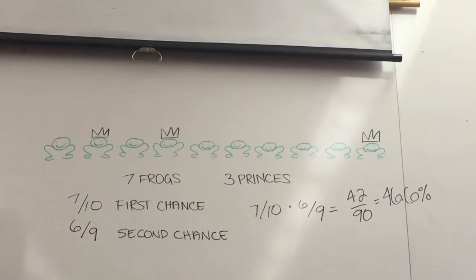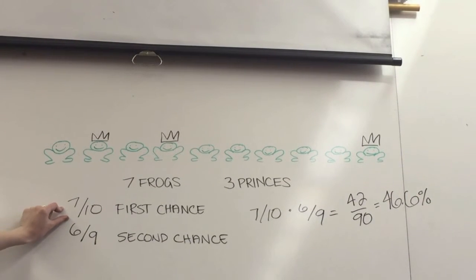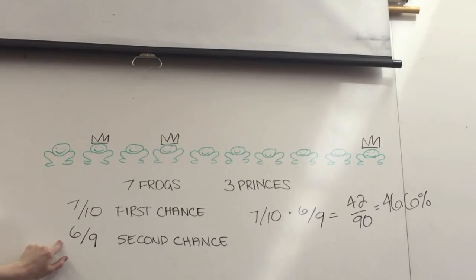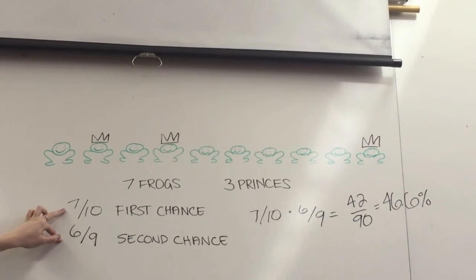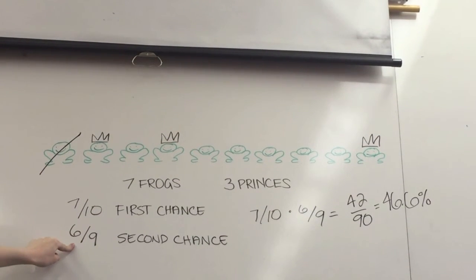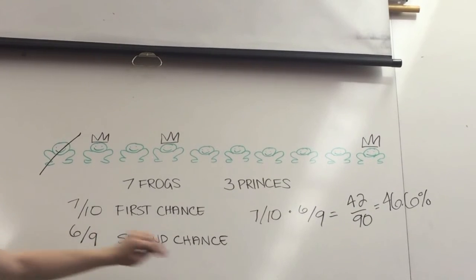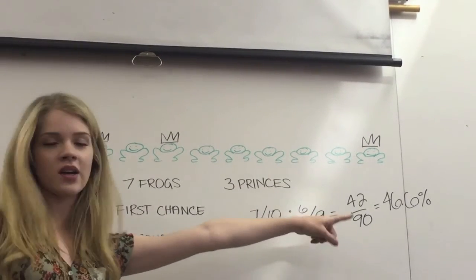Just a recap on that. We started out with 7 frogs out of 10. Then for the second part, since we're not going to put that frog back into the group, we're going to get rid of him, and that leaves us with 6/9. Then in order to get the probability, we just multiply them together and you get your percentage.